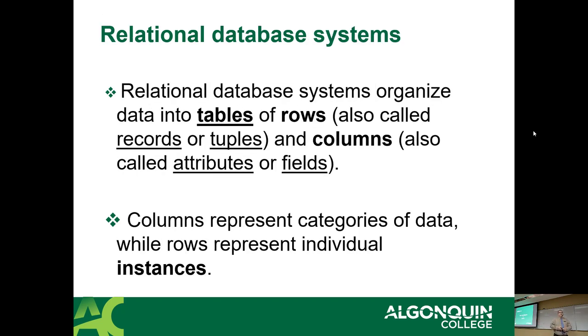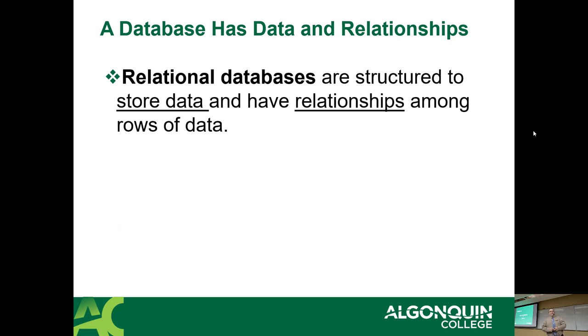As a reminder from last week, a database system organizes data into tables of rows and columns, just as if you looked at a spreadsheet: Excel, Numbers, or, for those of us past a certain age, Lotus 1-2-3. The columns represent categories of data. The rows basically collect the instances of those categories. Databases are basically structured to store data, and the data should have relationships. So that's fairly straightforward there.